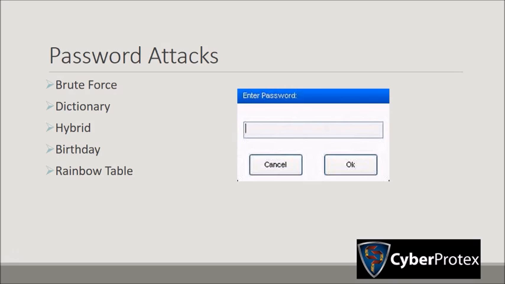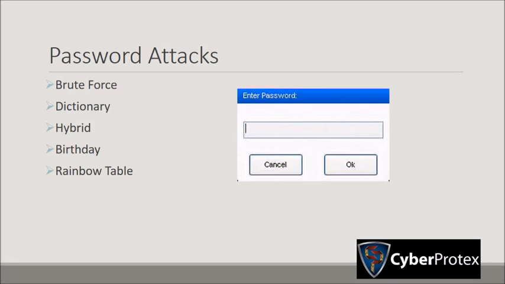The dictionary attack is the use of a database or dictionary of words and combinations of words to create a password. And if you just cracked out the English dictionary and started mixing and matching from there, that's kind of what the dictionary attack does. The hybrid password attack is basically just a mixture of both, a mixture of the brute force attack and the dictionary attack.